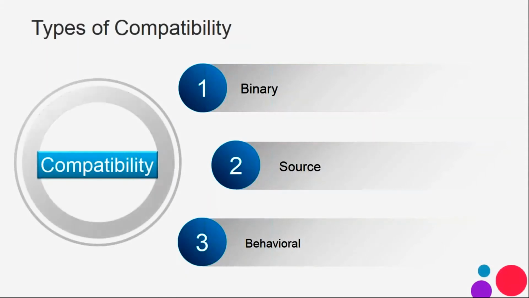Friends, in Java we have three different types of compatibility: binary compatibility, source compatibility, and behavioral compatibility.